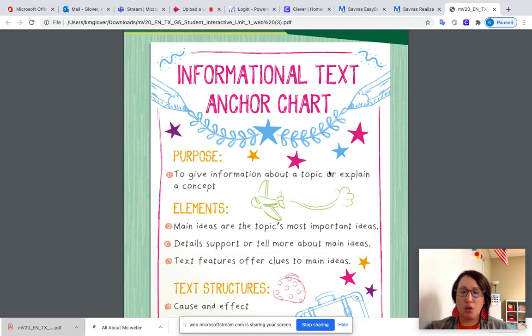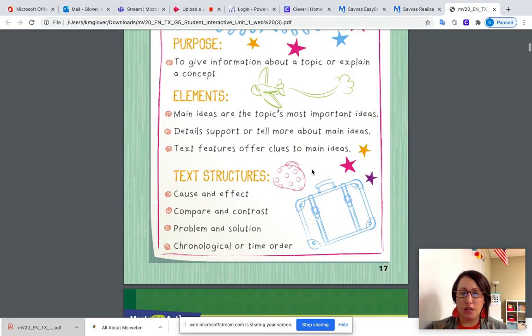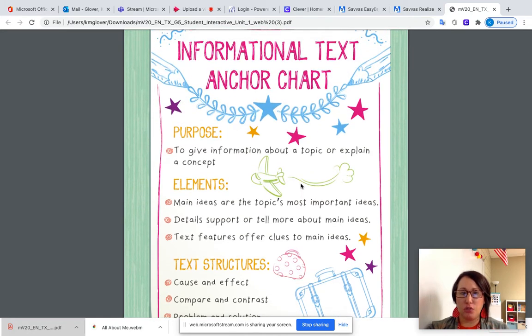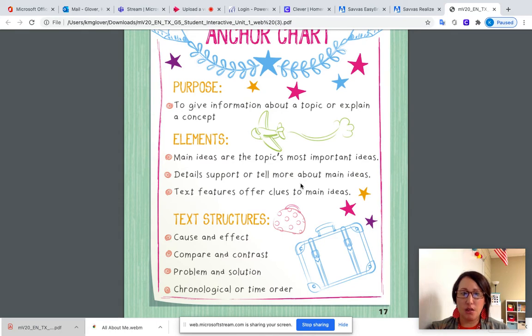Okay. So, what I'm showing you on my screen is the first anchor chart that you will find in your workbook. It's on page 17. Okay. So, we are reading informational text. So, remember what the word informational means. The author is giving information, the author is going to teach us something. Okay. So, the purpose is to give information about a topic or explain a concept. We will have main ideas, details, and other text features that help us to understand those main ideas.